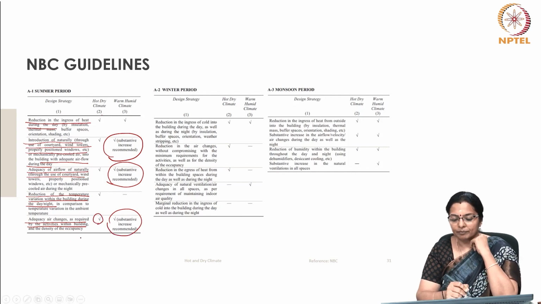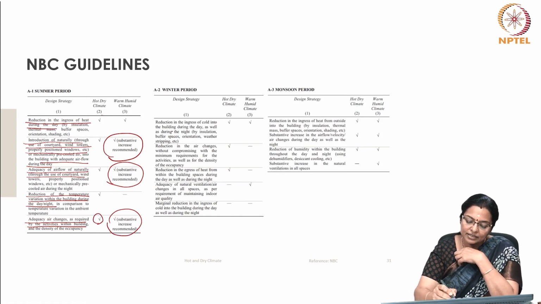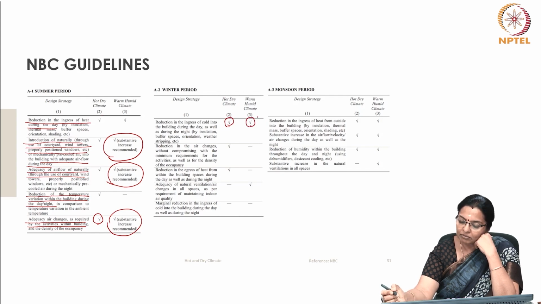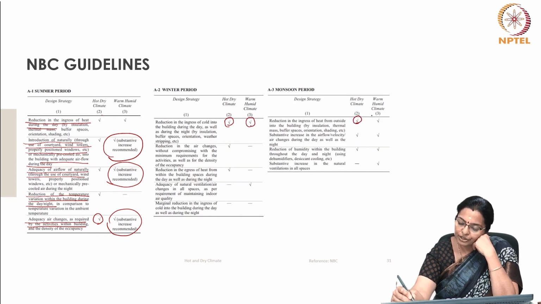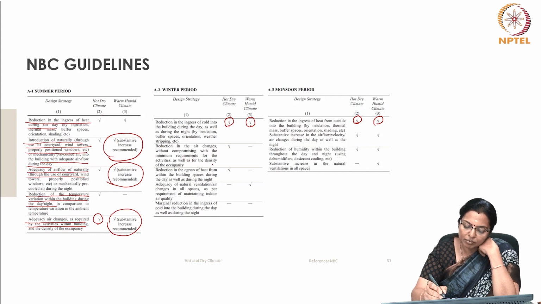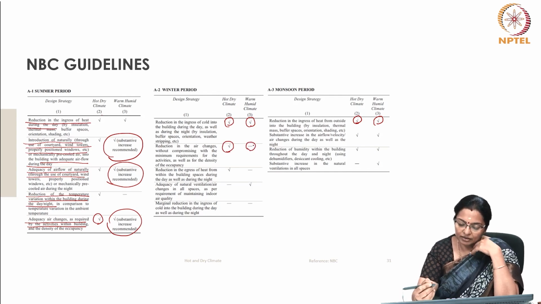during the summer period. During the winter period, the reduction in the ingress of cold into the building during the day should be valid for hot dry and warm humid, and during monsoon also it should be valid in hot dry and warm humid. Reduction in air changes without compromising the minimum requirement for the activity must be there in hot and dry during winter and not in the warm and humid. So warm and humid, there must be air changes throughout the year.